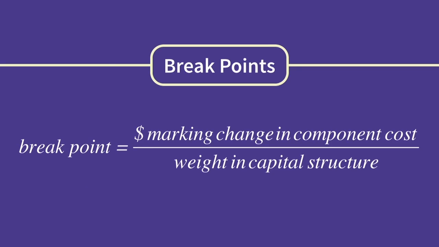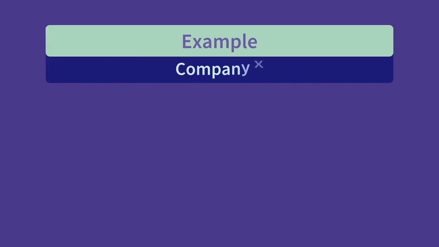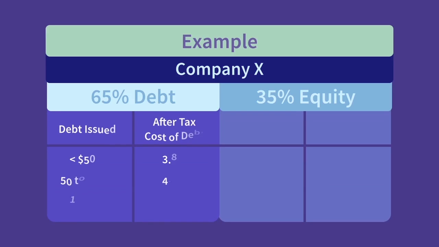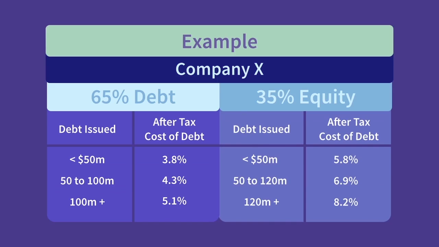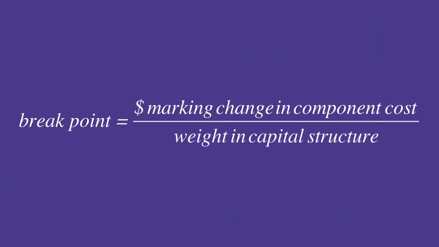Let's see how that might come together in an example. We're back again with company X. Now, as we have seen before, this company has a capital structure of 65% debt, 35% equity. We are also given rates of interest for varying levels of debt issued and varying costs of equity for varying levels of equity issued. No big ordeal here, we just need to know this formula and we can put together an answer without much difficulty.